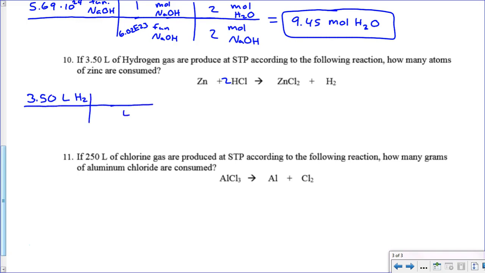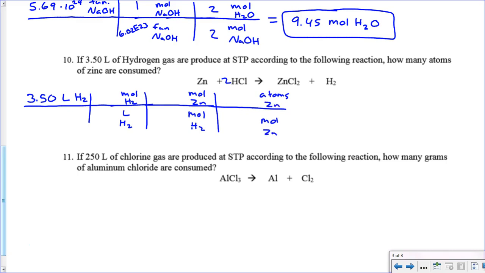We want to get out of liters of hydrogen and into moles of hydrogen. Okay, and then we want to get out of moles of hydrogen and into moles of zinc. And then we want to get out of moles of zinc and into atoms of zinc.